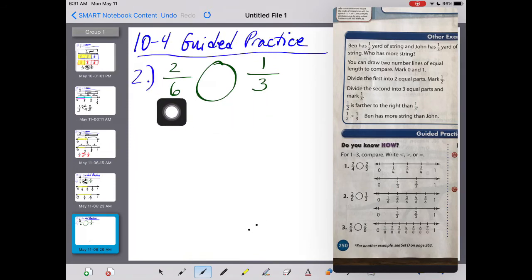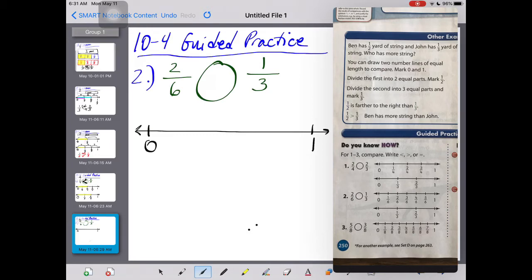This is the first time that we've actually come across something like this, where both denominators and both numerators are different. So let's hold off on our predictions and let's draw a number line to compare. So I'm going to draw one number line here.